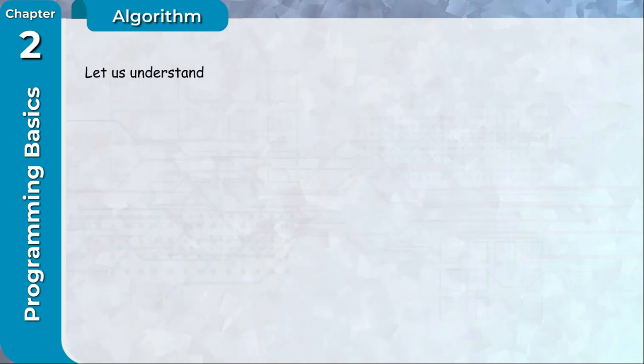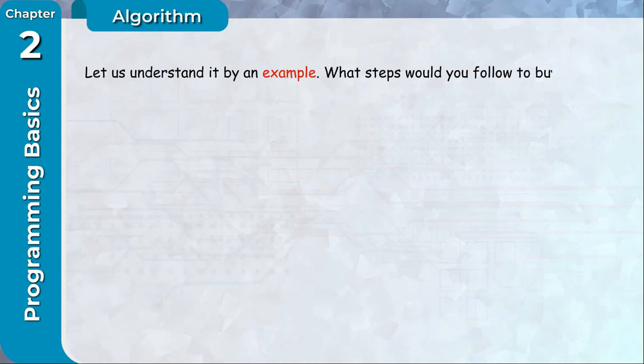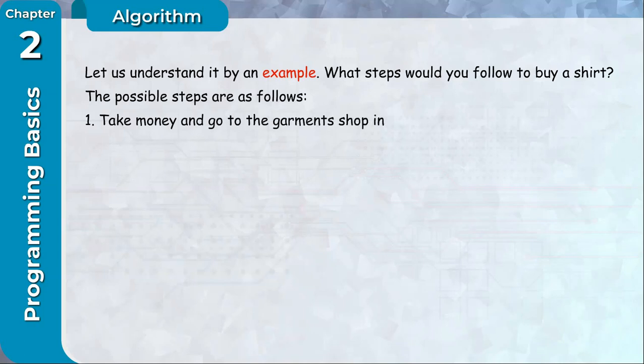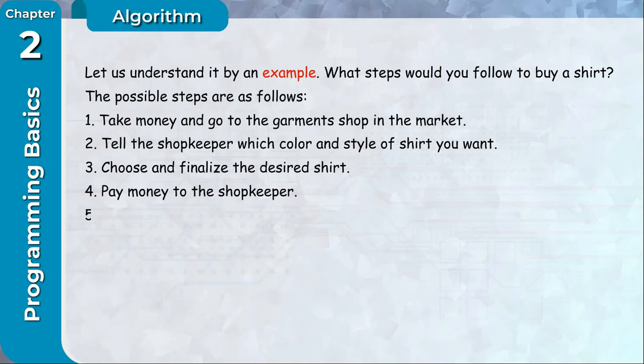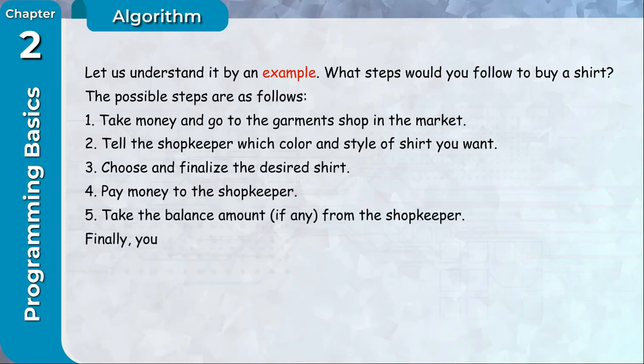Let us understand it by an example. What steps would you follow to buy a shirt? The possible steps are as follows. Take money and go to the garments shop in the market. Tell the shopkeeper which color and style of shirt you want. Choose and finalize the desired shirt. Pay money to the shopkeeper. Take the balance amount, if any, from the shopkeeper. Finally, you get the desired result, that is, purchase of a new shirt.